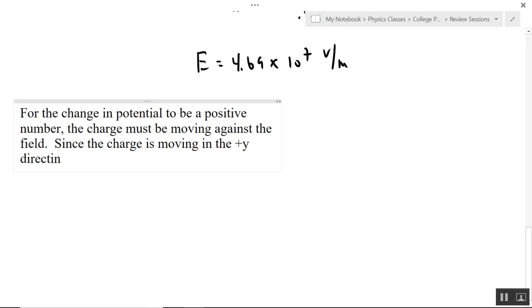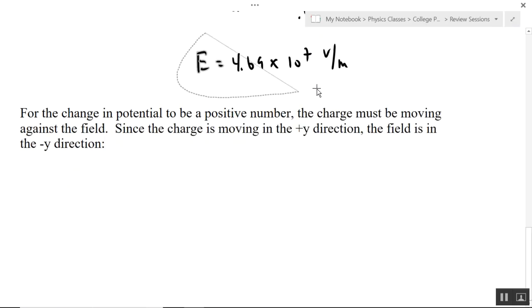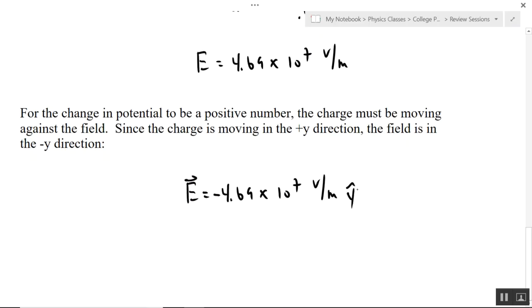Oops, the field is negative y. Yeah, so you could just write it as the electric field vector, so it'd be negative y hat, right? That'd be the way to say it.